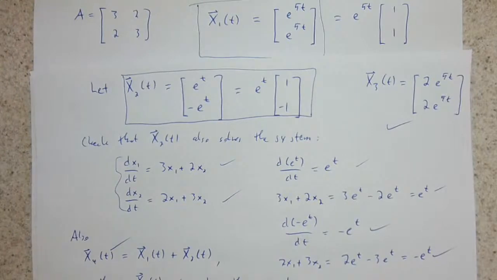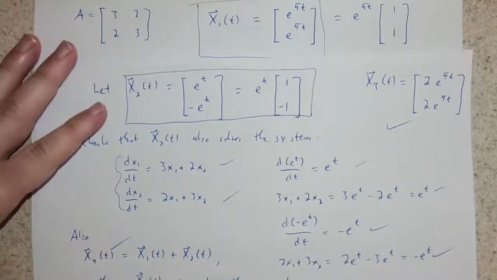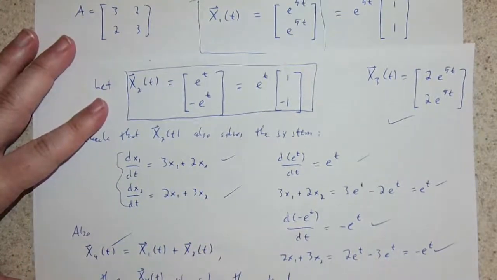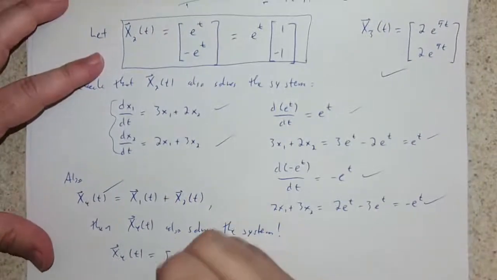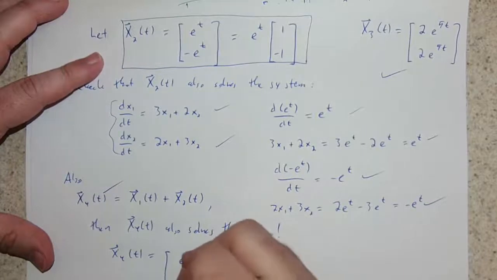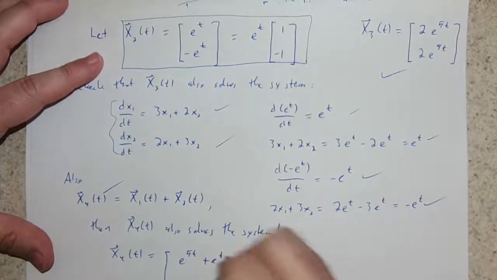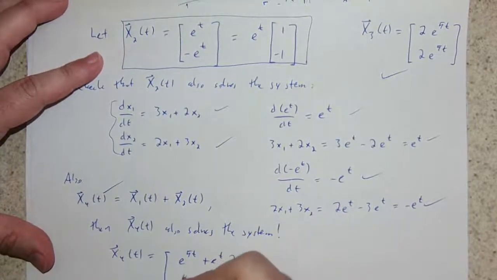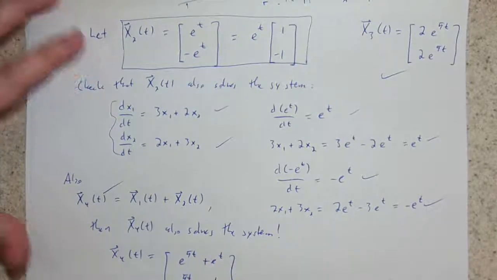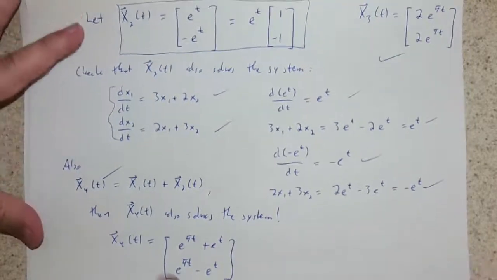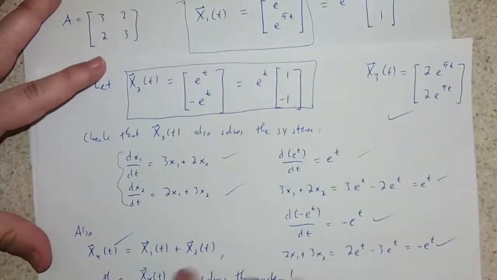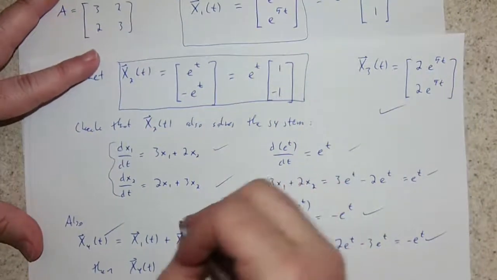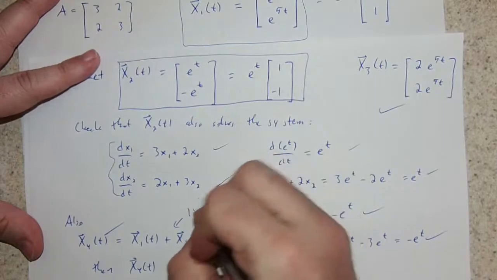And if you wrote this sum out, then x sub 4 of t, because this might look totally different enough to you, is x sub 1 plus x sub 2, so this is e to the 5t plus e to the t in the first slot, and in the second slot, this is e to the 5t minus e to the t. So that is also not different enough from x1 and x2 because it's a linear combination of x1 and x2.